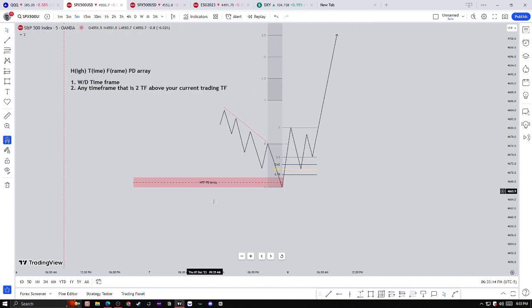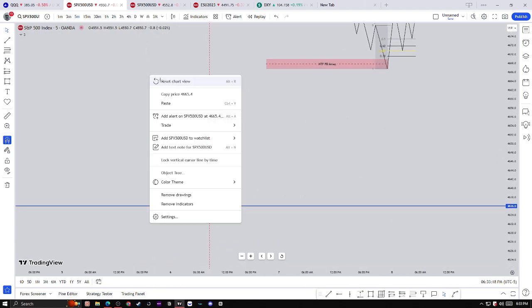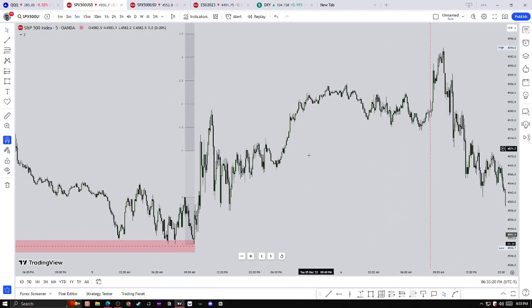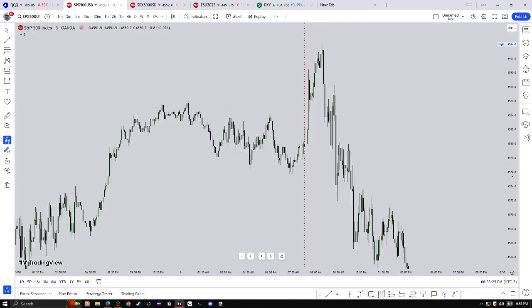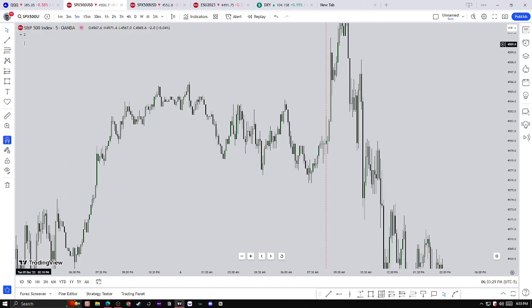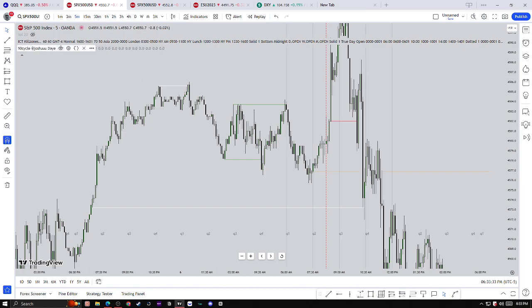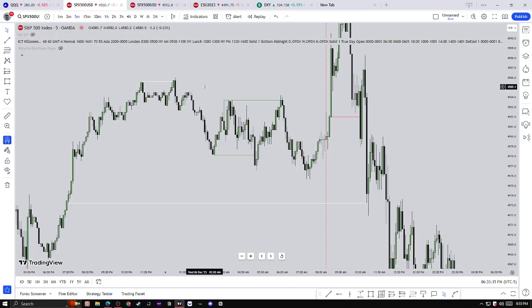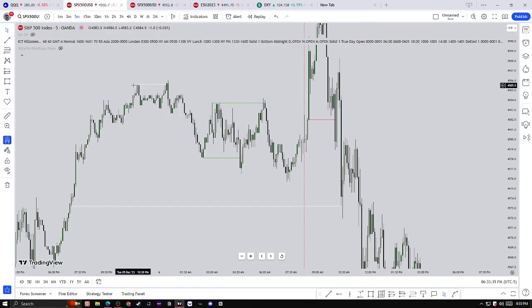Okay, so now that we know that and we have this model in mind, let's look at what happened today. So what do we get today? Asian highs are created, Asian lows are created. So that's a target here too.